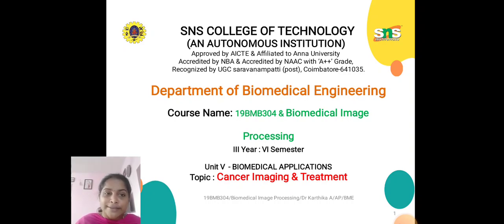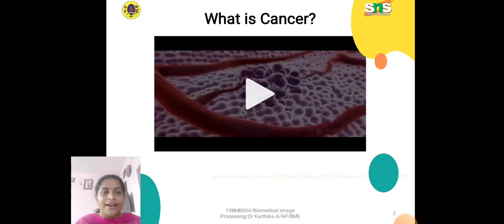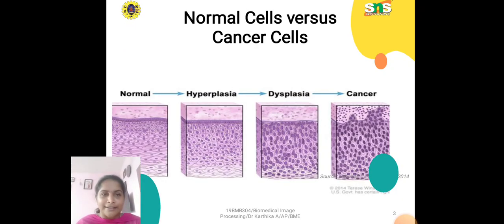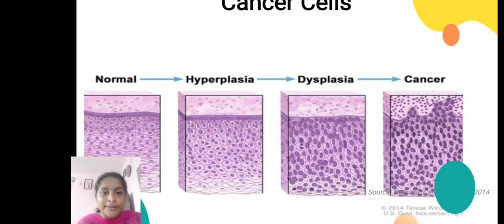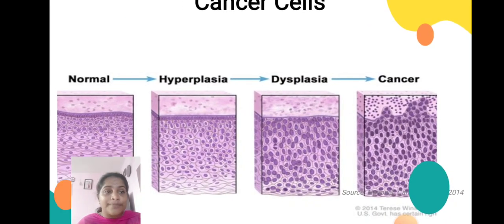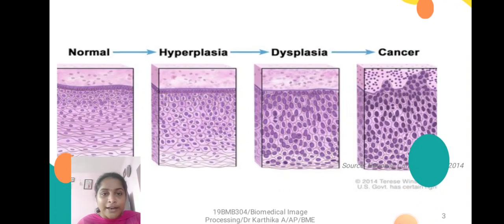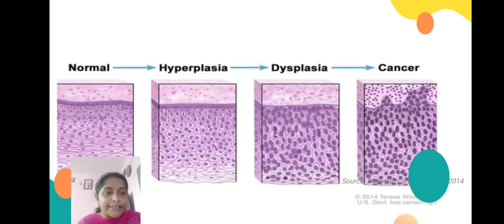Today we are going to discuss cancer imaging and treatment. Okay, what is cancer? See here, normal cells versus cancer cells. First one represents a normal cell. Second one is hyperplasia. Third one is dysplasia. And the final one is cancer. Actually, a normal cell is highly different from a cancer cell. The first one is our normal cell and the last one is our cancer cell.